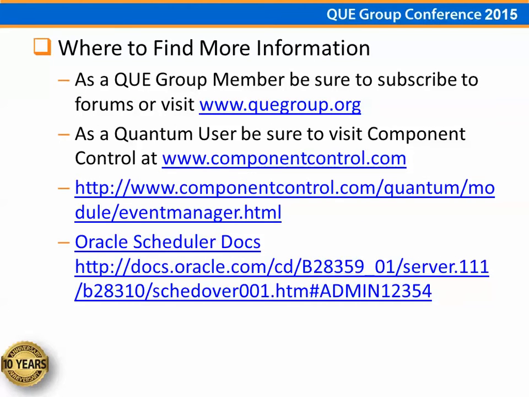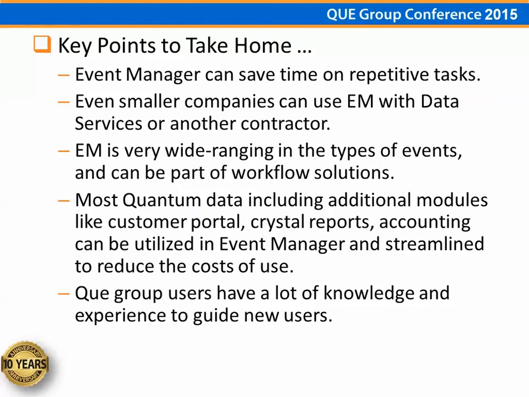So the standard form, where to find more information, I threw in Oracle Scheduler, but that's less applicable in 10.5. Again, there's a nice Amatec presentation a couple years ago. Event Manager is a very popular application. So, key points: save time on repetitive tasks. If you can do an ROI on just saving a couple hours a day, it adds up really quickly.